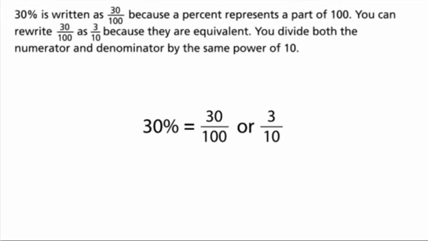30% is written as 30/100 because a percent represents a part of 100. You can rewrite 30/100 as 3/10 because they are equivalent. You divide both the numerator and denominator by the same power of 10.